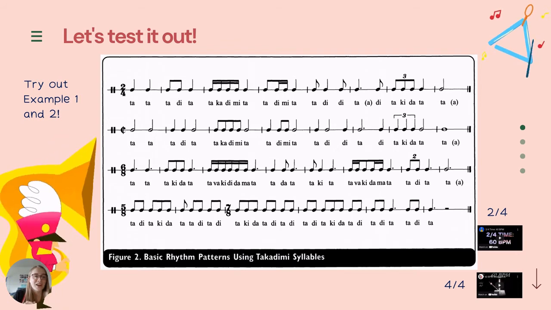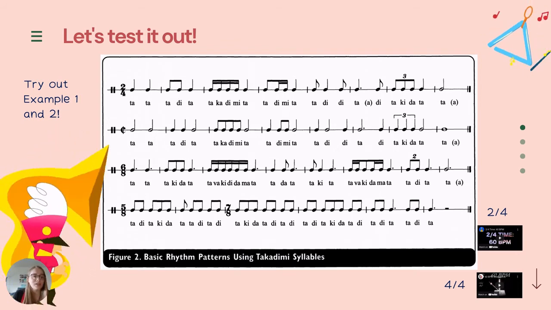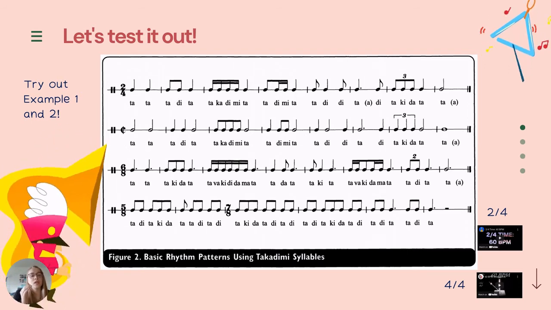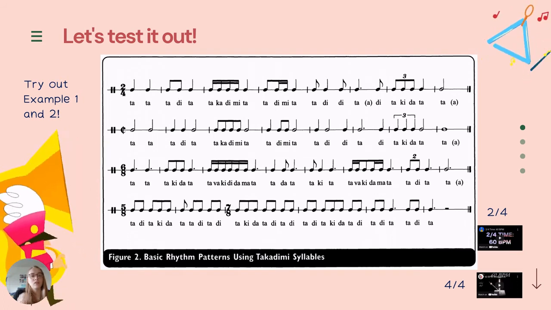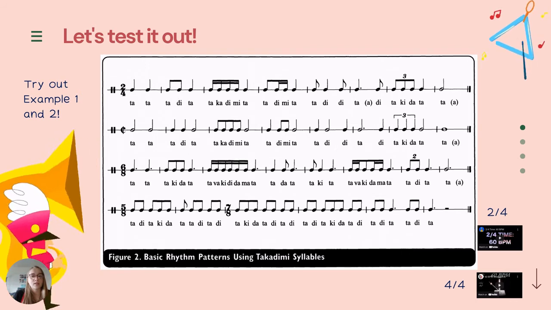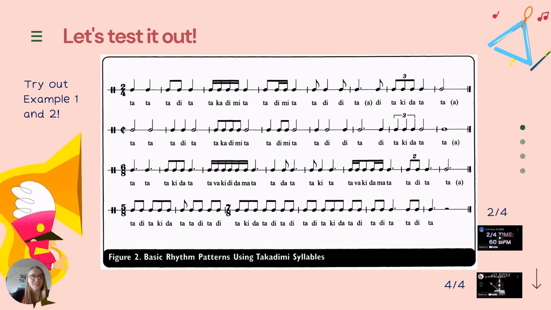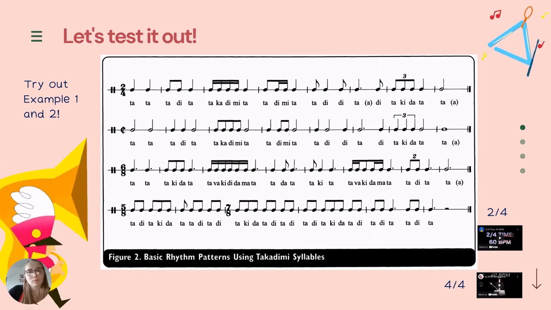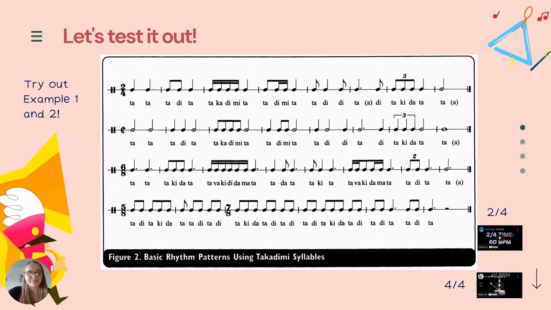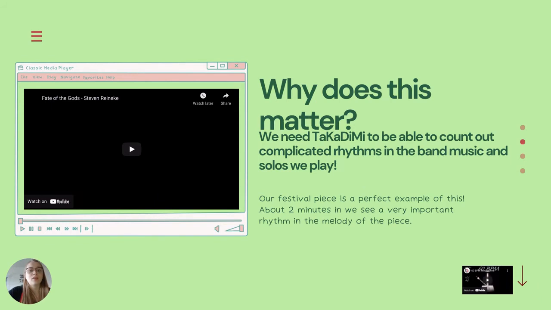Great job. All right, I'm going to give you a second to try it on your own, okay? Ready? Here we go. 1, 2, 3, 4, 5, 6, 7, 8. Great job, guys. Again, if you're having any trouble, feel free to rewind and retry. Let's go to the next slide.